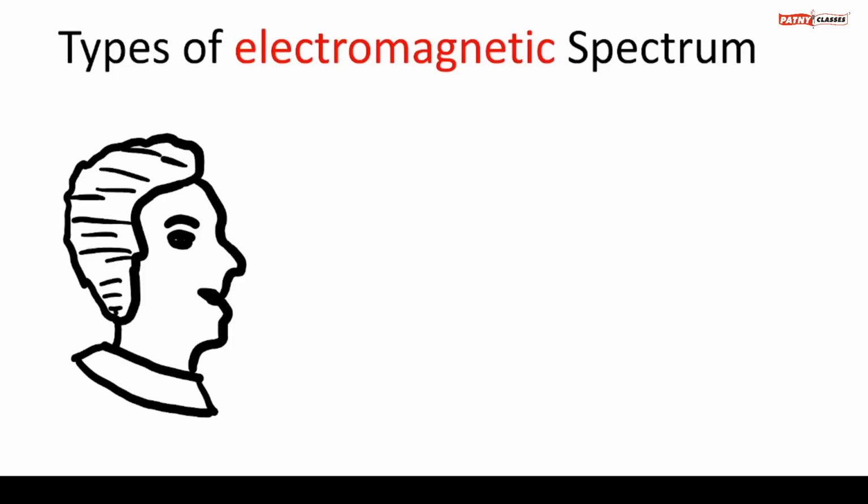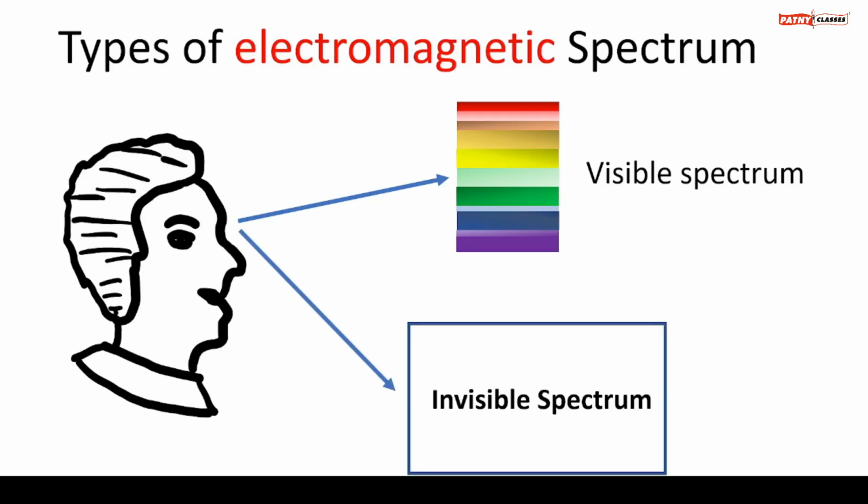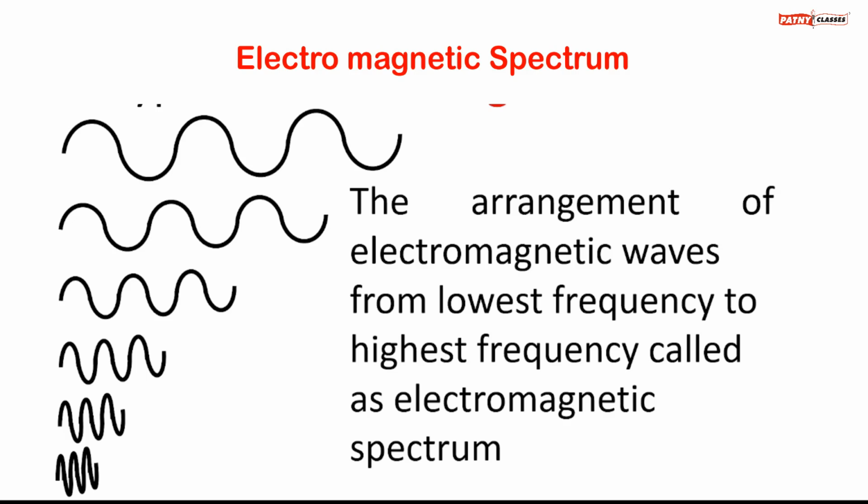The electromagnetic spectrum can be classified into two parts. One is the visible spectrum and the second one is the invisible spectrum. The arrangement of electromagnetic waves from lowest frequency to highest frequency is called the electromagnetic spectrum.